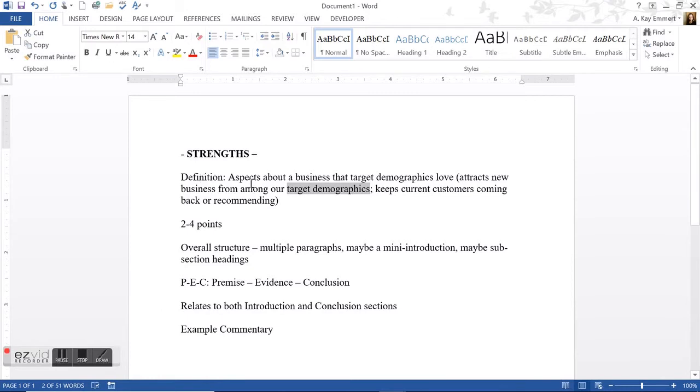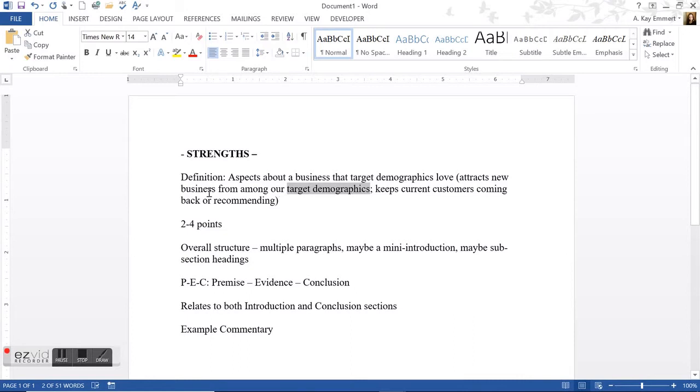So before you can write this section, you really have to know who your current target demographics are. Who are your current customers? Who are your current clients? Who is the largest group among your target demographics? That's who you would want to talk to, survey, interview, research in terms of what they like about the business. Okay, so that is your goal.